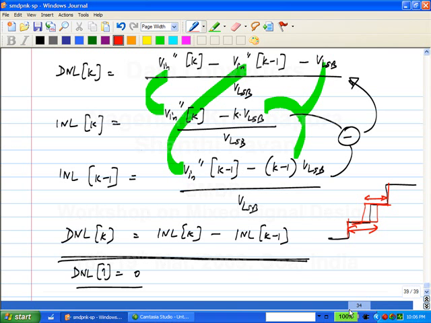Yeah, that is because we correct for the gain and offset errors, right? You don't want to confuse gain and offset with nonlinearity. Okay. So what this will mean is that the quantization error is larger in some places.